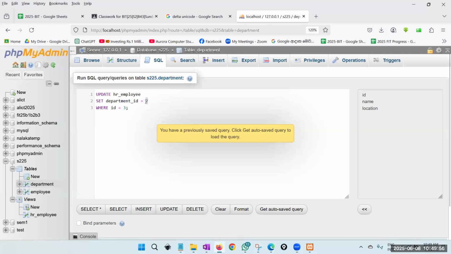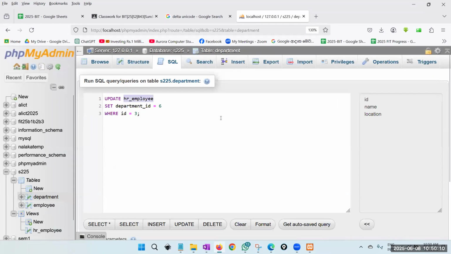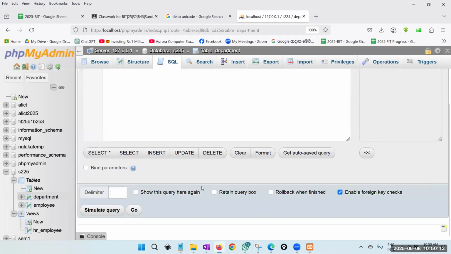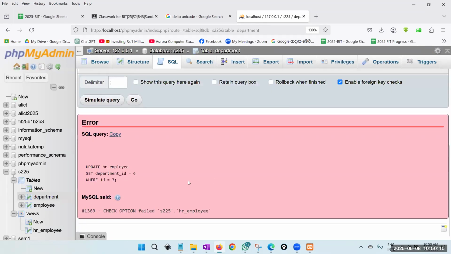We change it to department 6, which is valid, but we are doing the update through the HR employee view. When we created the view, we created it with that restriction, so this should not be allowed. Rather, we should get an error saying this is not valid. You can see the check option failed because this fails your check option. You can still do your updates to salaries and so on, but not updates which take your records out of your view. That is what the check option is guarding.